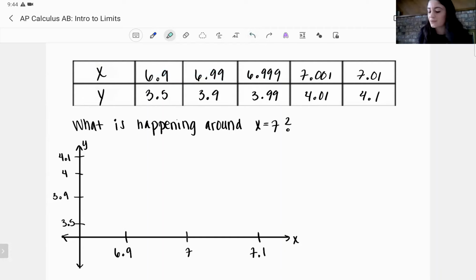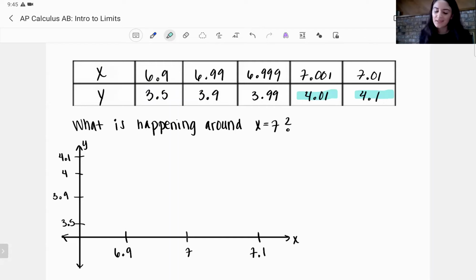And then likewise, if I approach from the right, I have 7.01, 7.001. So those x values are getting pretty close to 7. And I want to know what's happening to the y values as x gets close to 7. Well, if we look down here at this row, we have 3.5, and then we move to 3.9, then we move to 3.99. And if we come from the other direction, we start at 4.1, and then we move to 4.01. So you might see a little pattern here.